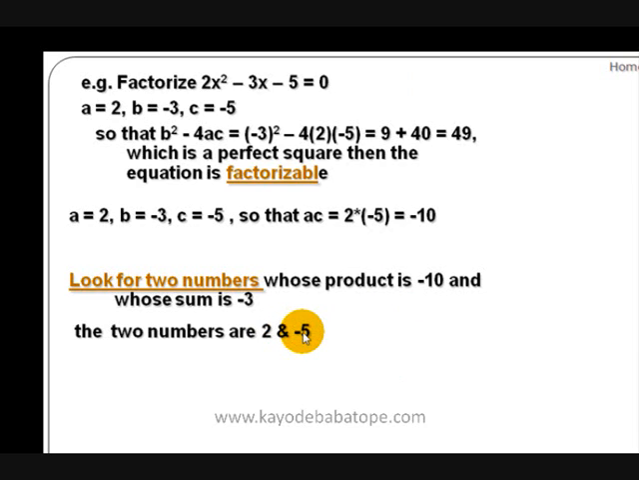So it is in finding these two numbers that really rests the skill in solving quadratic equations using the factorization method. Why? Because 2 plus minus 5 will give minus 3. Okay? And 2 times minus 5 will give us minus 10. So now we have looked for two numbers which when multiplied will give us the value of a times c, and which when added will give us the value of b, which is minus 3.